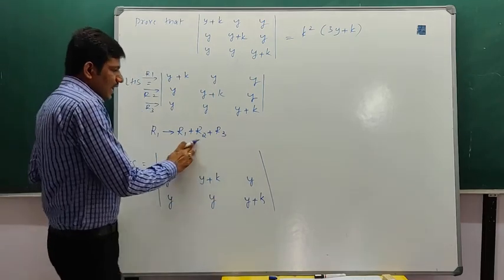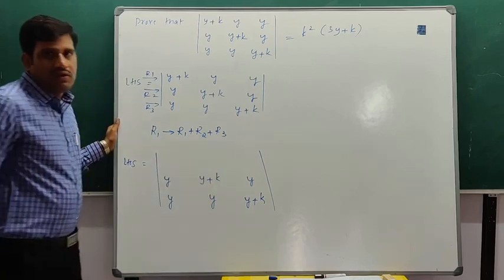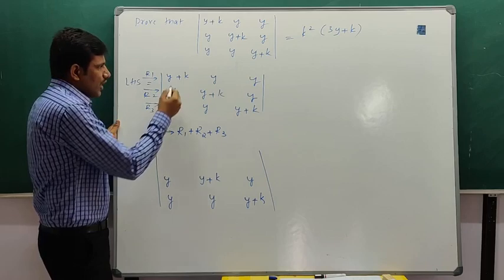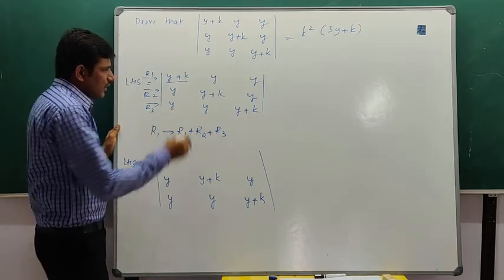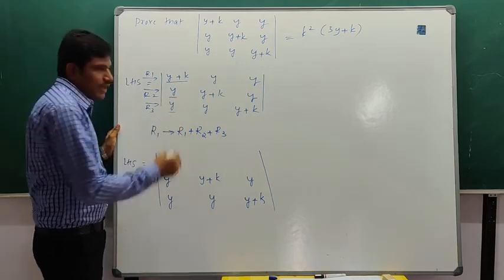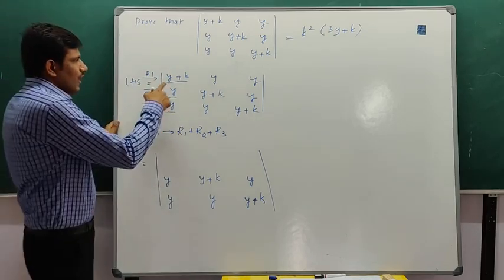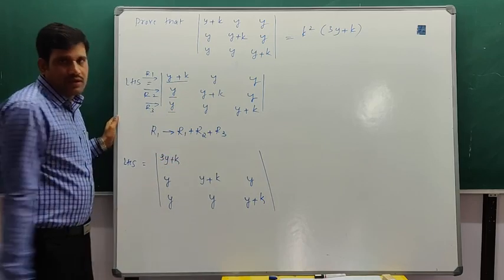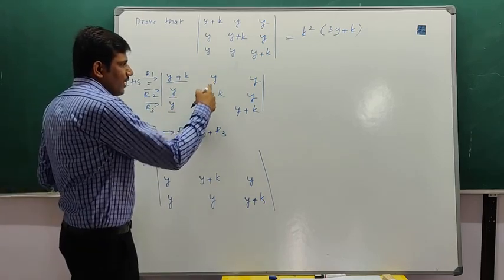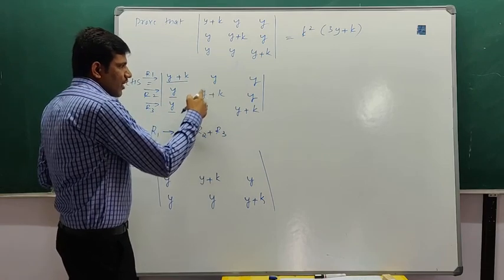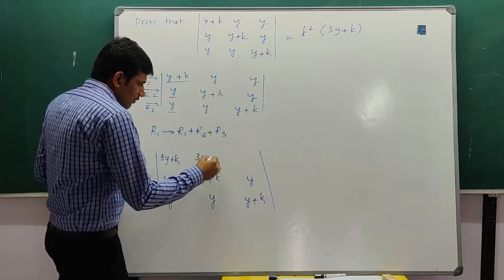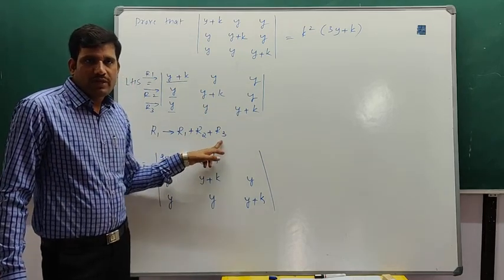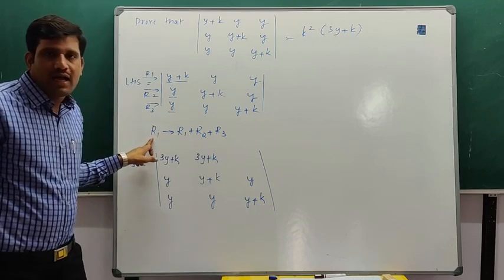The first element in R1 is added with the first element in R2 and the first element in R3. The first element in R1 is y plus k, in R2 it is y, and in R3 it is y. Add these three elements: y plus k plus y plus y. How much is it? 3y plus k. Similarly, add the second elements: y plus k plus y plus y. This is also 3y plus k. We write the result in R1.